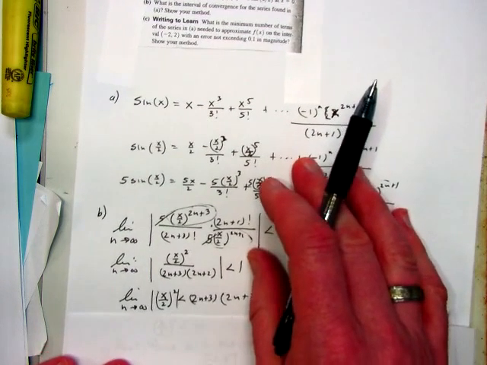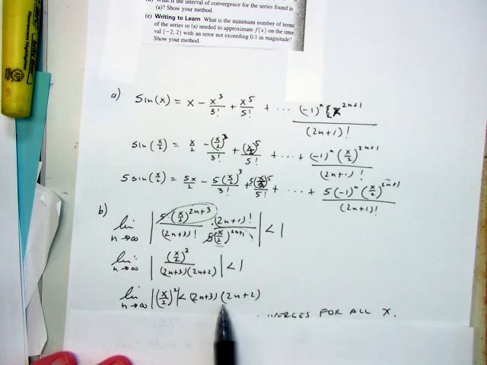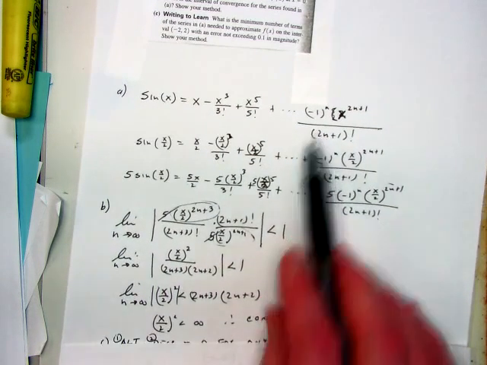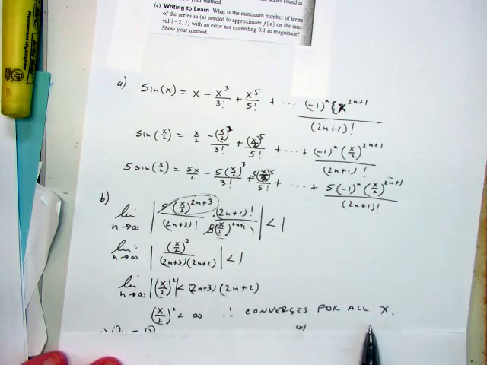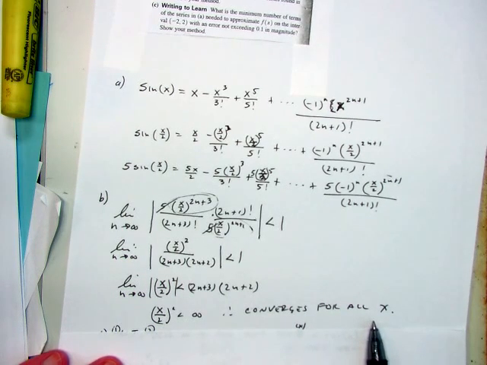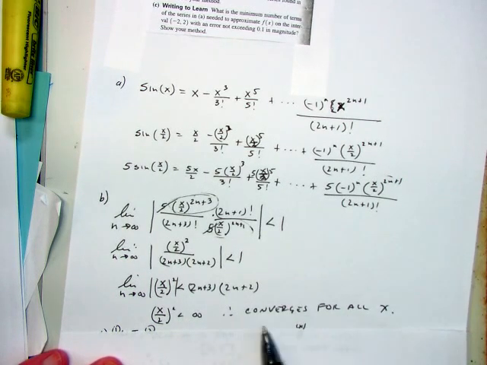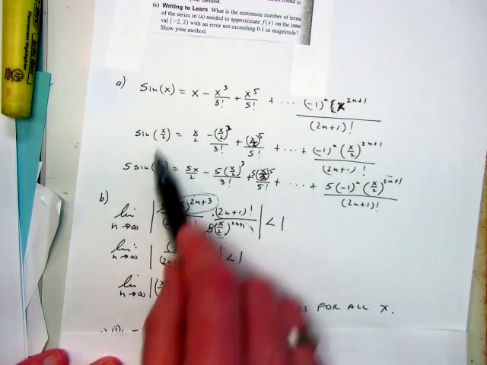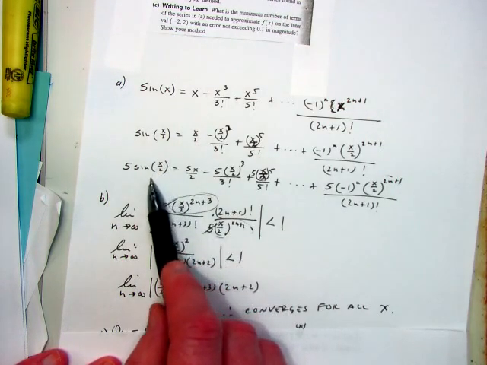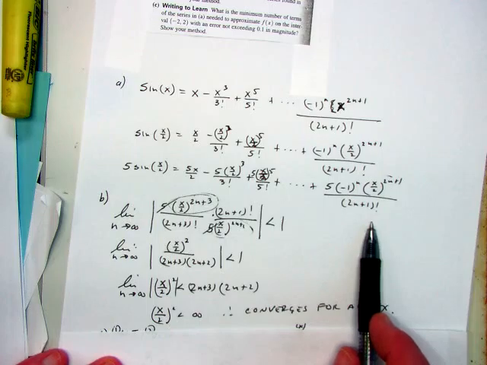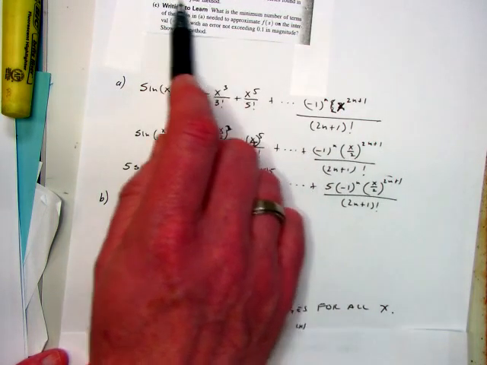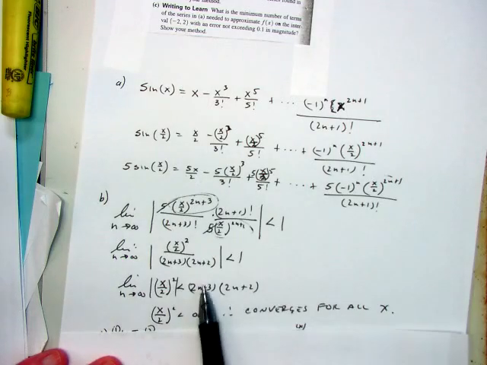Remember, when that happens, you really should move it over to the other side. And what do I get then? Well, I get infinity, which therefore converges for all what? X. So the interval of convergence, it converges for all x. But wait a minute, it's sine. And by definition, the Maclaurin series says it's convergent for all x. Now you still needed to probably do this, since it said show your method, but you were just confirming that fact.